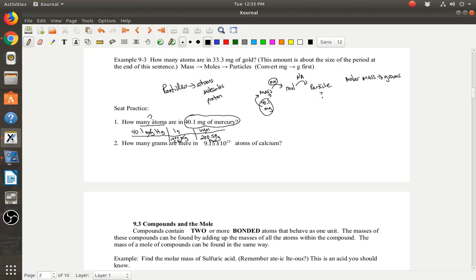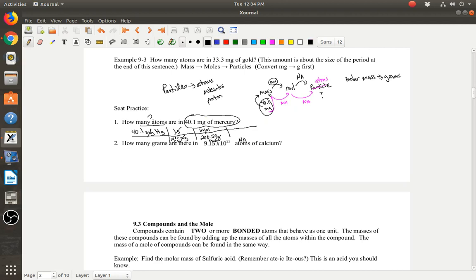Now that's going to get us to moles because grams are going to cancel, numerator and denominator. Notice that the thing on top is usually in the bottom on the next step. And so now I've gotten to moles. I just went from milligrams to grams, and now from grams to moles. I used the molar mass of mercury. Now I'm going to go from moles to particle count. In this case, our particles are called atoms. And I'm going to use Avogadro's number.